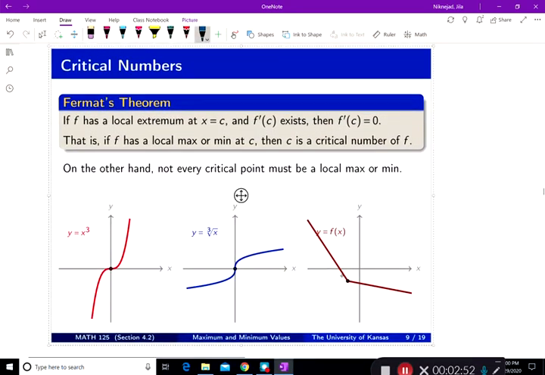Another place that f prime doesn't exist, here's a corner, but it does not give you a local min or local max. And sometimes the corners give you a local min or local max, but not in this case.